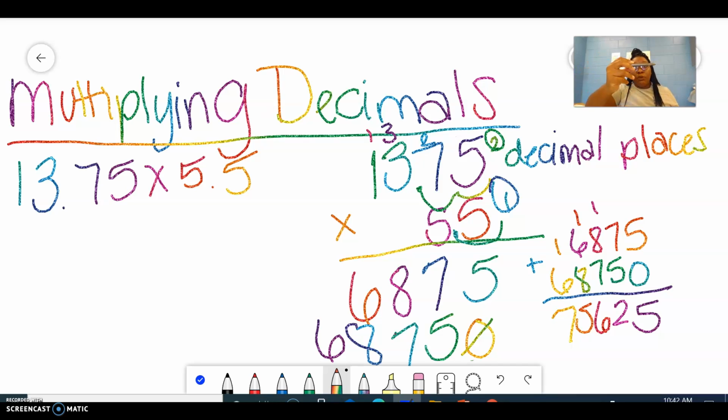13.75, my decimal moved 2 places. It was in 2 places. For 5.5, my decimal moved in 1 place. And so altogether, our product, our decimal has to move 3 places. 2 decimal places plus 1 decimal place is 3 decimal places. So this is where my decimal would originally be. 1, 2, 3.